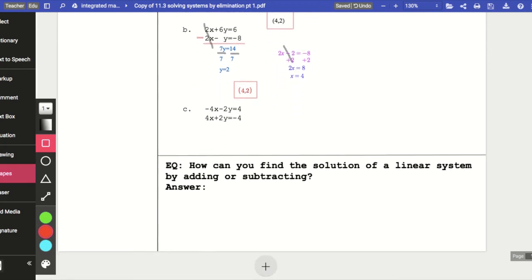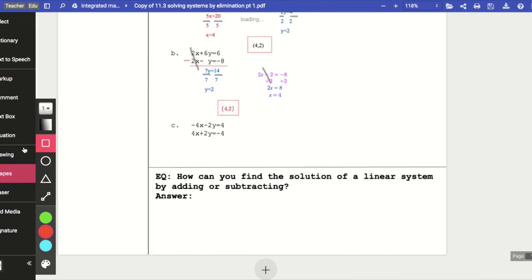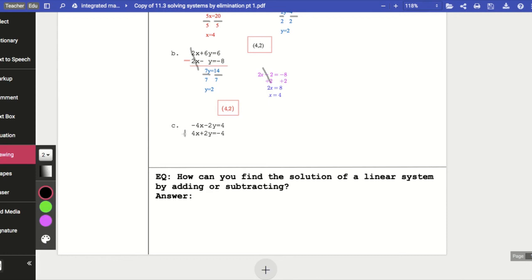All right, last example. I have negative 4x minus 2y equals 4, and 4x plus 2y equals negative 4. So again, on this one, it looks like adding is going to be the best strategy because if I add, I know my x's are going to cancel. But previewing it, if I add, I also know my y's are going to cancel. So let's see what happens. Let's try this out. So I'm going to add my equations.